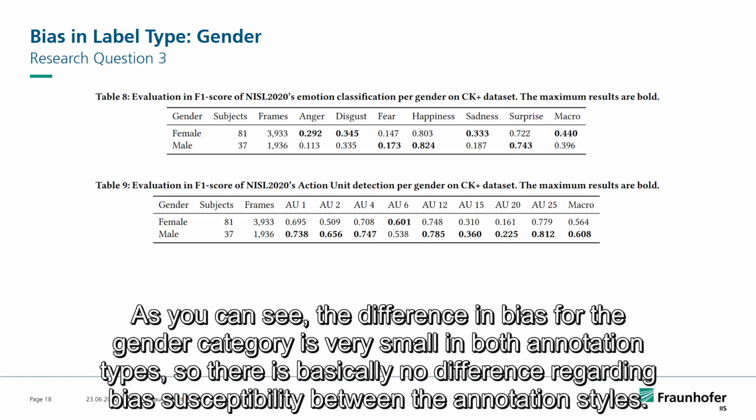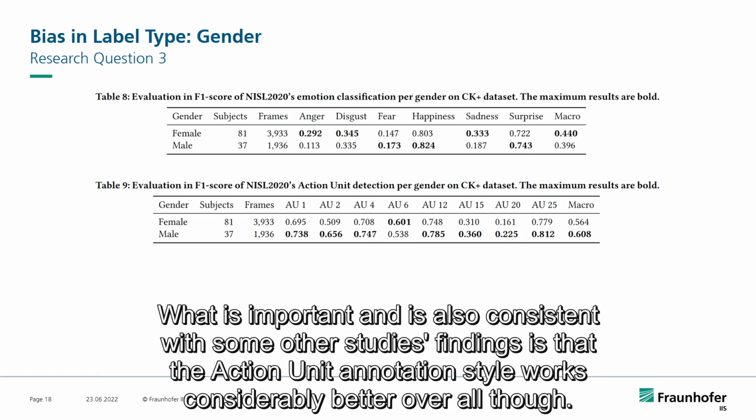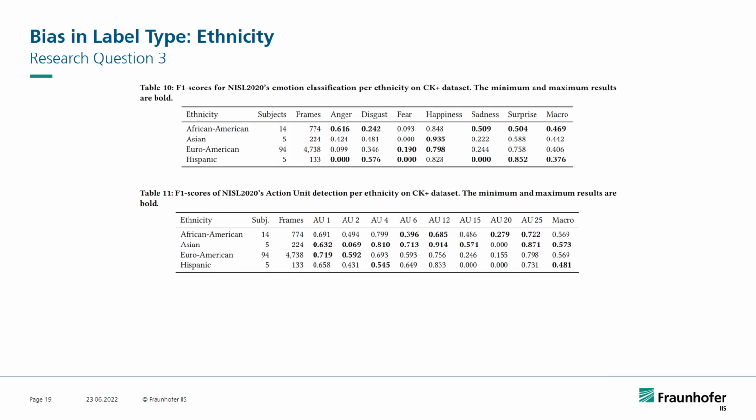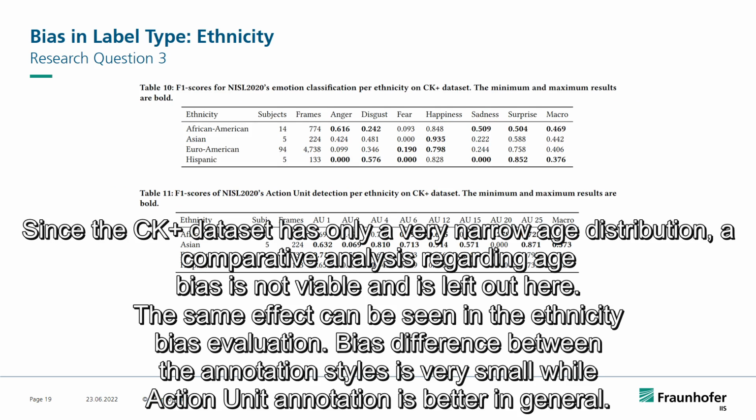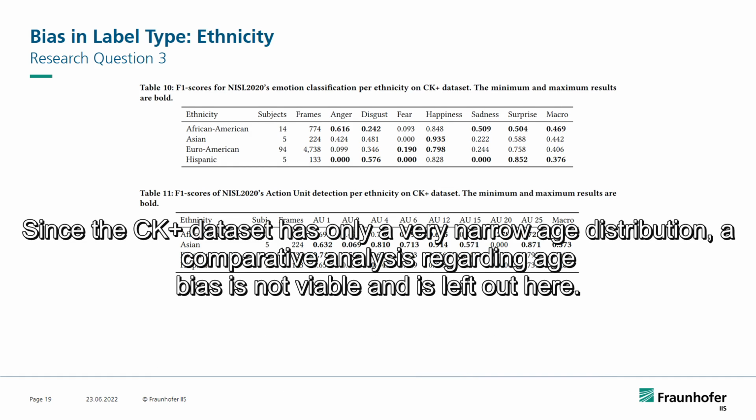As you can see, the difference in bias for the gender category is very small in both annotation types, so there is basically no difference regarding bias susceptibility between the annotation styles. What is important, and is also consistent with some other studies' findings, is that the action unit annotation style works considerably better overall though. The same effect can be seen in the ethnicity bias evaluation. Bias difference between the annotation styles is very small, while action unit annotation is better in general.